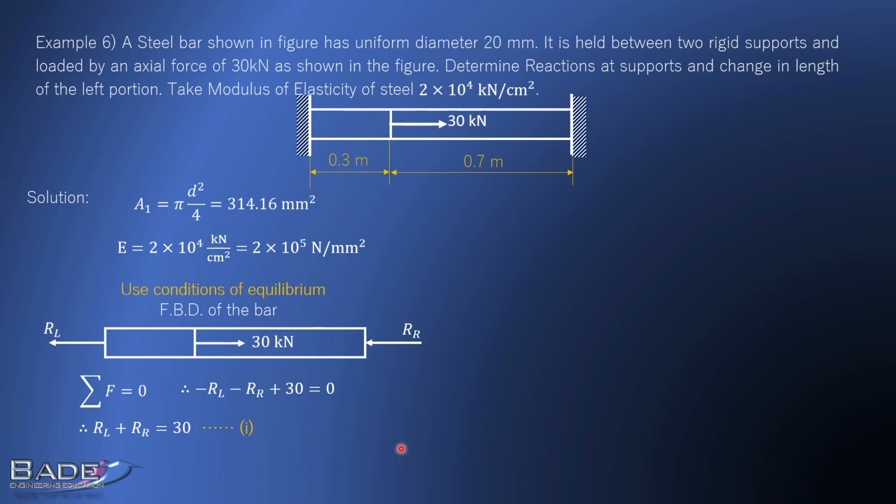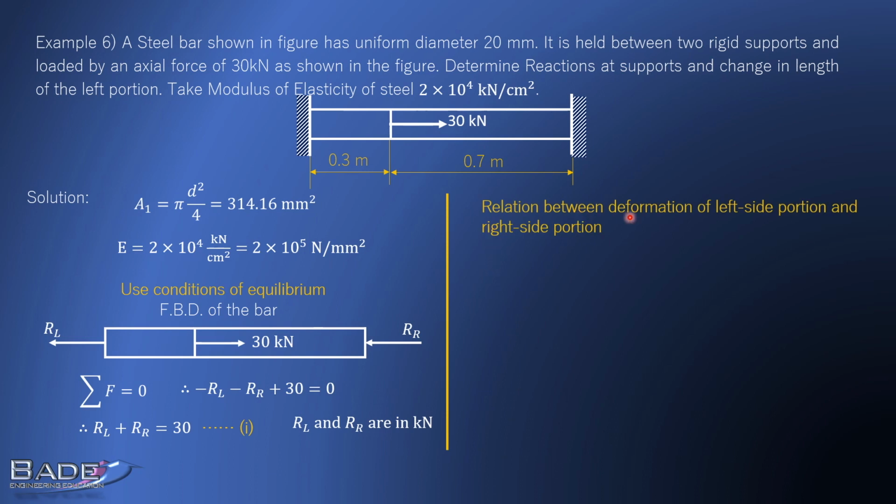create a relation. One more relation is required and you can create that relation by relating the deformations of these two parts of the member. Now, the relation between the deformation of the left side portion and the right side portion. Relate the deformations of these two bodies, left side portion and right side portion. Remember, it is a bars in series problem. There are two bars, left side portion and right side portion. So we are going to solve it as a bars in series problem.